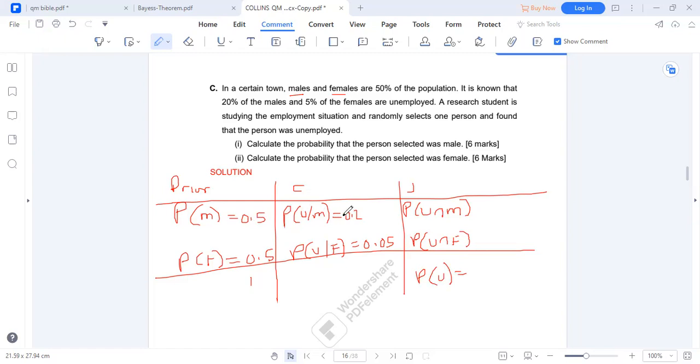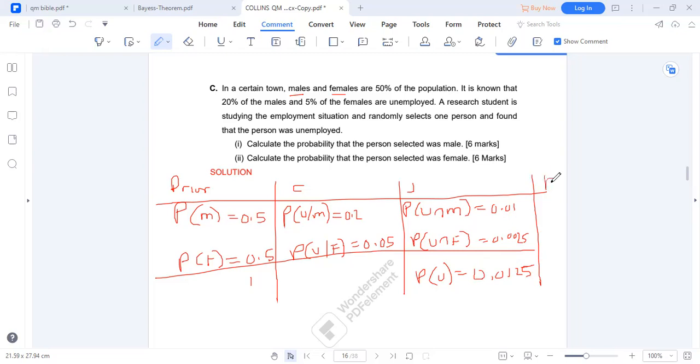So multiply this one times that one, I get 0.01. Multiply this one and that one, I get 0.025. When I add this one, I get 0.0125. This is the probability of the unemployed total. So a question would come, what is the probability that of the total population they are unemployed? So this is about 1.2%.